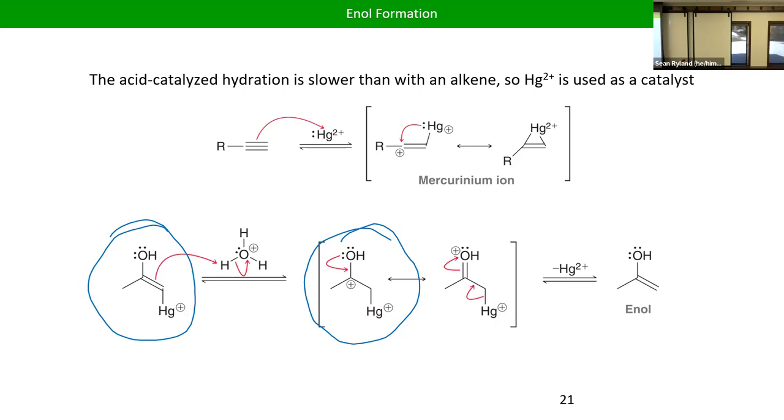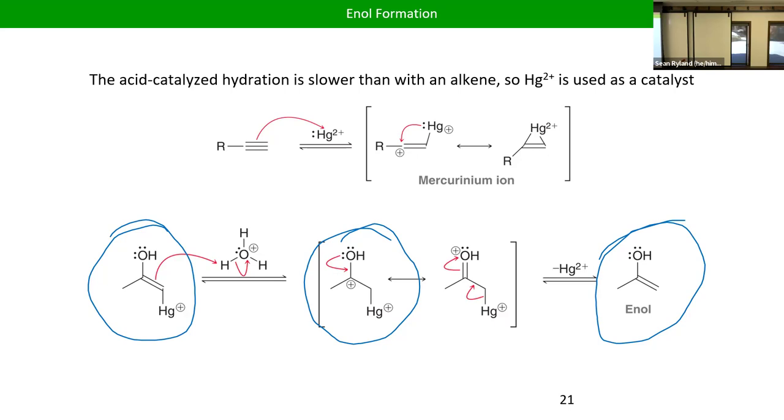So then you wind up breaking the carbon-mercury bond to move the electrons from the carbon-mercury bond over to the carbocation. And you wind up making an alcohol attached to an alkene, which has the very creatively named functional group of an enol. And that's the enol. So all of this more or less makes sense. It's sort of like a weird fusion of two separate mechanisms, but they behave in a way that makes sense. The enol doesn't stay as an enol though.